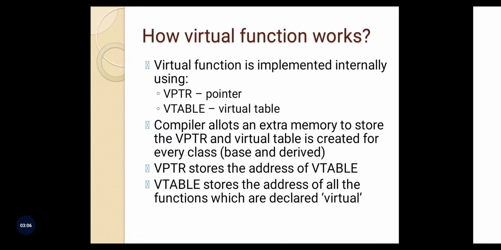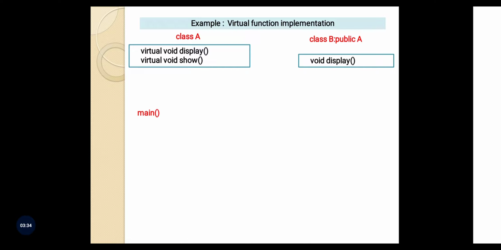So if you use a virtual function, when the object is created, it will be of a slightly larger size. Why? Because it is also storing an additional attribute, the virtual pointer. What does a virtual pointer do? The virtual pointer stores the address of the virtual table. Now, this is all fine, but how does it actually work? So let's look at a small simulation of how a virtual function works.